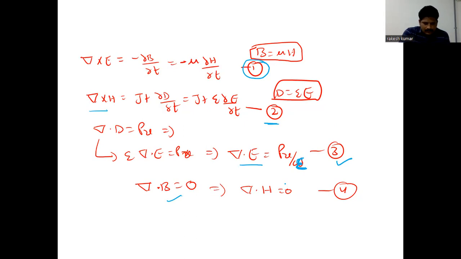Okay, so let us take equation one. This is my equation one. Let us consider the equation one. So what is the equation one? The equation one is del cross E is equal to minus mu into dou H by dou t.